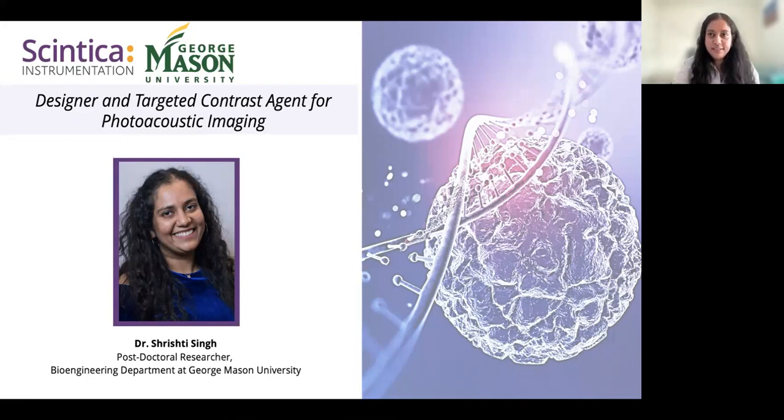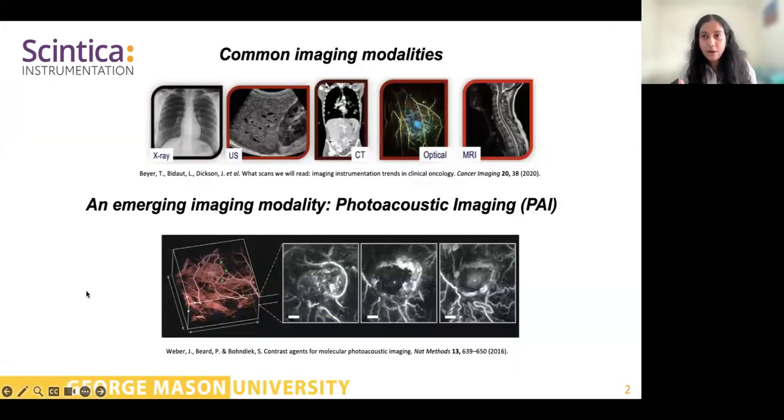It is titled Designer and Targeted Contrast Agent for Photoacoustic Imaging. Before we begin, I'm just going to talk briefly about the common imaging modalities that are currently present. For clinical applications, there are a lot of imaging modalities that have been translated and are in extensive use, ranging all the way from X-ray to MRI to PET and CT.